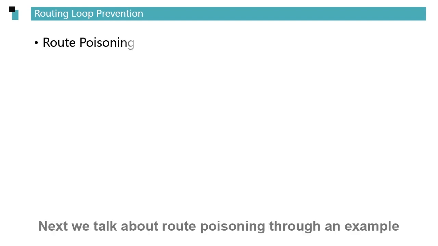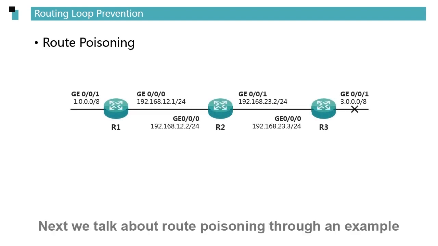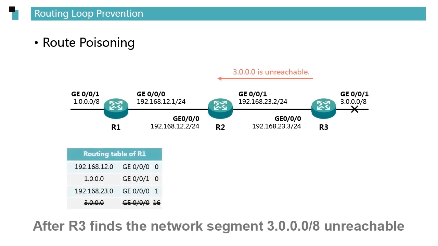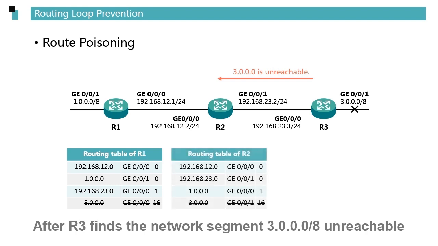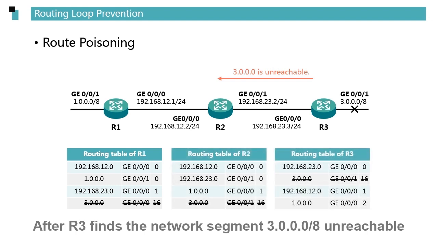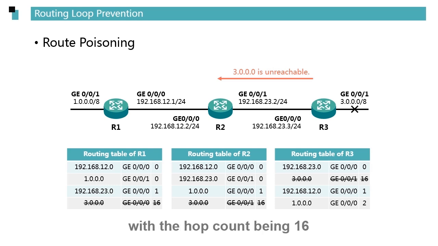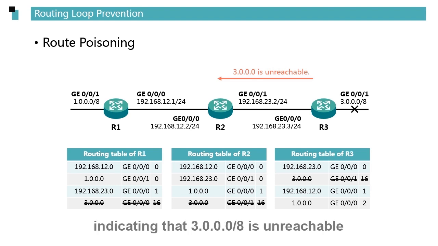Next, we talk about route poisoning through an example. After R3 finds the network segment 3.0.0.0/8 unreachable, it sends to other routers a route update message, with the hop count being 16, indicating that 3.0.0.0/8 is unreachable. After receiving the message, R1 and R2 update their routing tables.